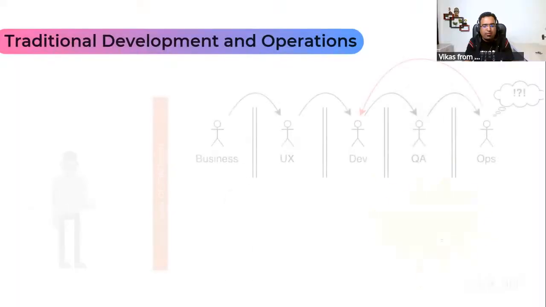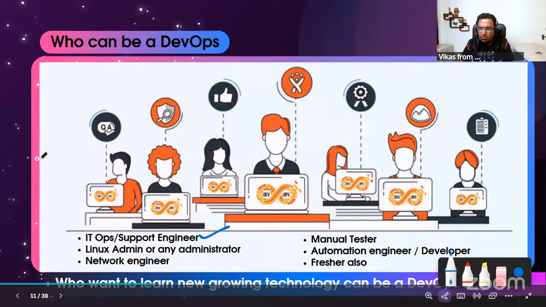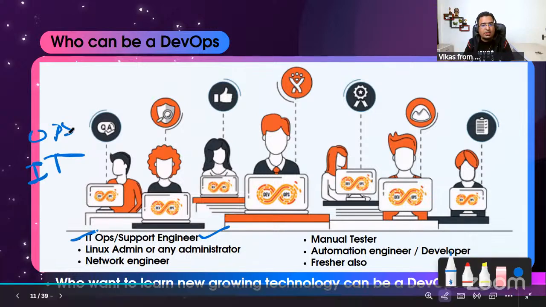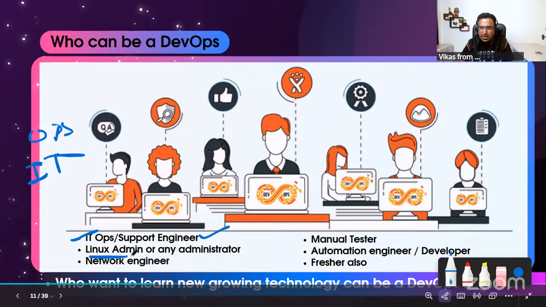Now, next point. Who can become a DevOps engineer? If you are in a support role, you are already in IT operations. If you are already in IT operations, you know the ops part already. If you are not into Linux admin also, we have a 1 week session from tomorrow onwards. Complete this week, and I will make you a Linux admin person.